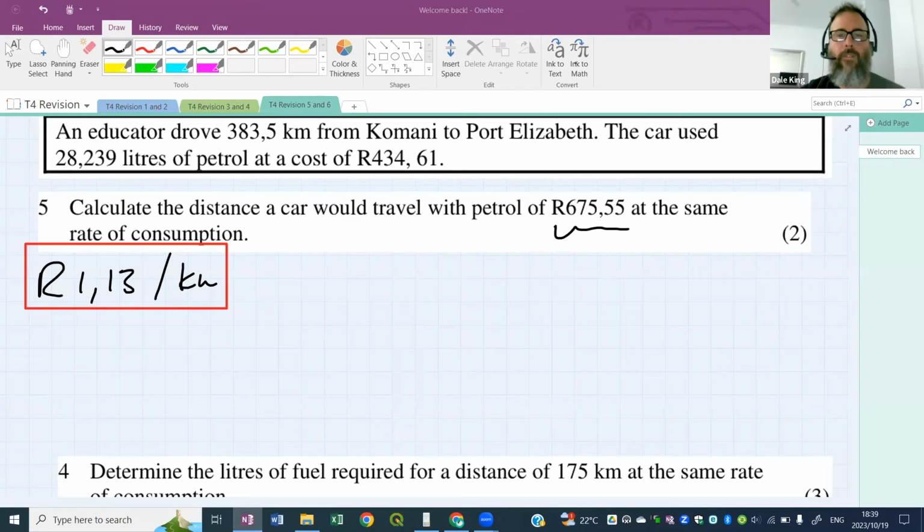Good. Well done, Kian. Well done, all of you. Good job. The numbers are coming in.